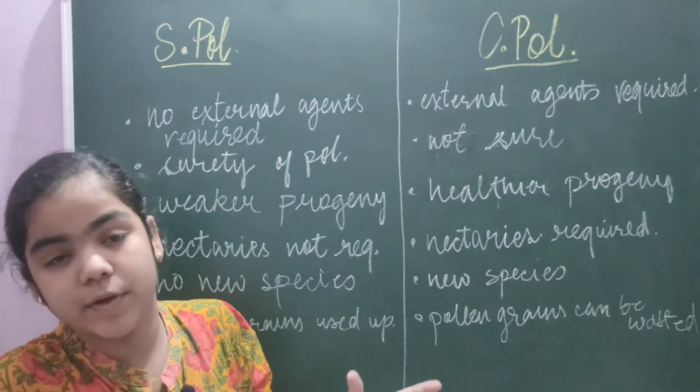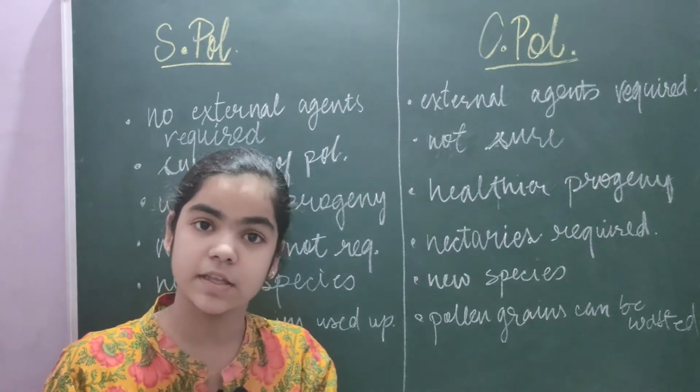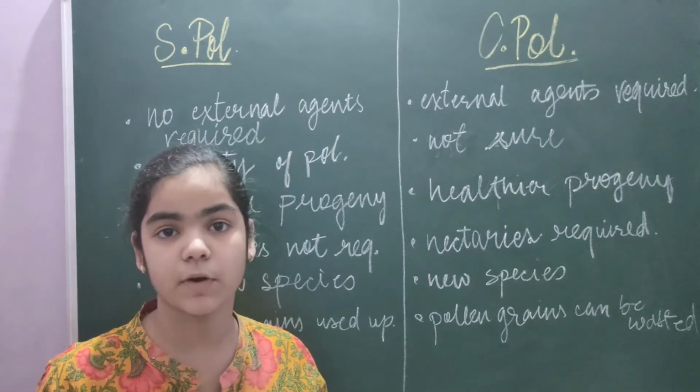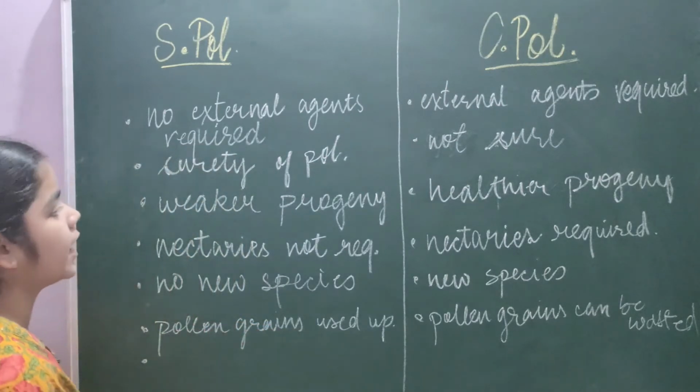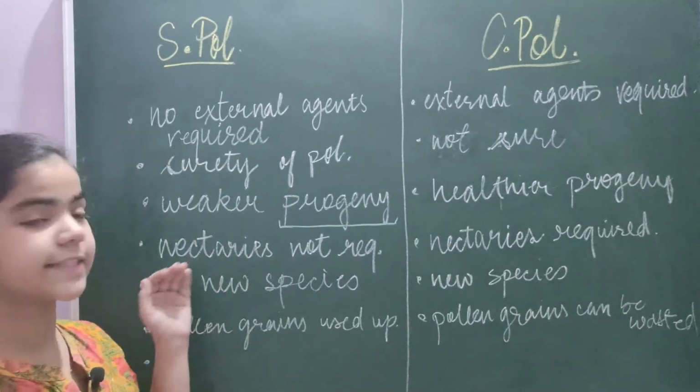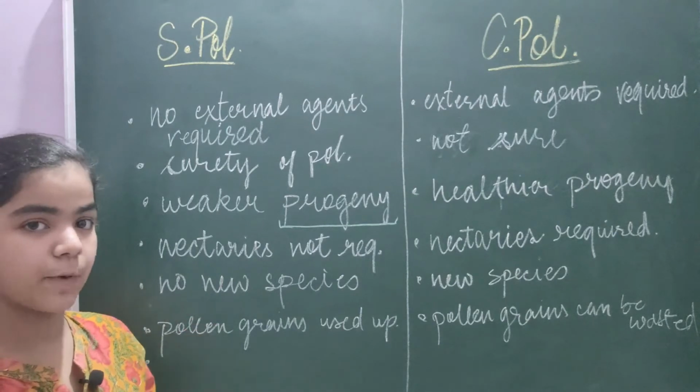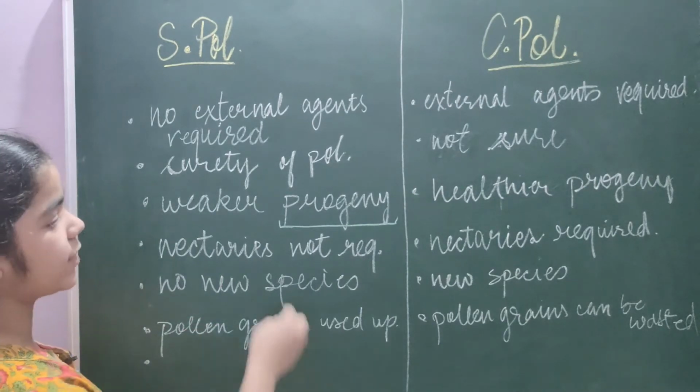Maybe by the wind, if the pollen grains are coming, they may be lost somewhere, they may fall not on the flower, so that will not be sure. Weaker progeny is formed. Alright, coming to the third point of self-pollination, that is about the progeny.